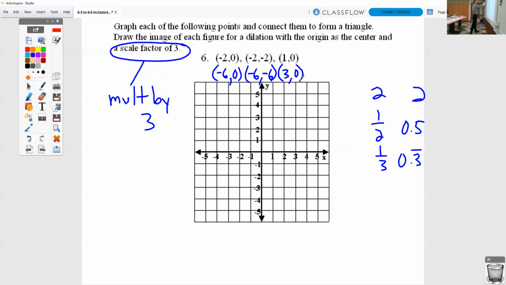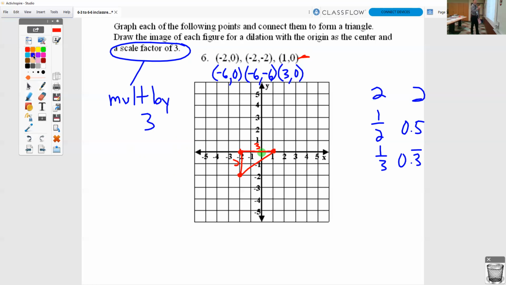Our original triangle. All right, I'm going to do the original one in red here. So over to -2, we always start graphing from right in the middle. Over to -2, up to 0. -2, -2, and 1, 0. So here's our original triangle. Notice that it's 3 wide and 2 tall.